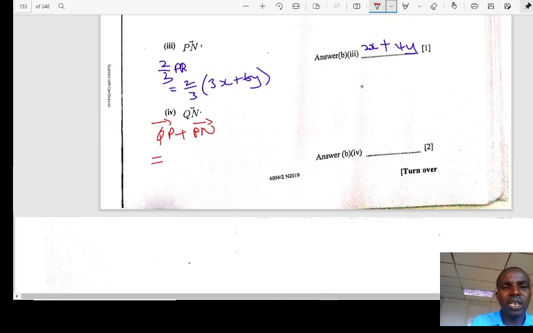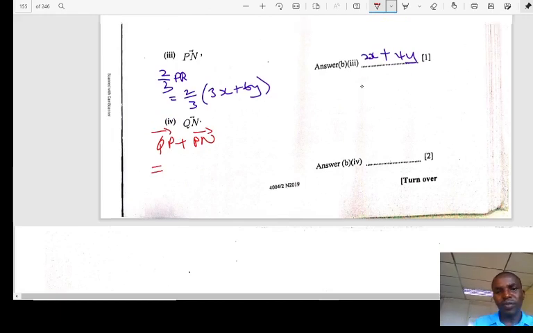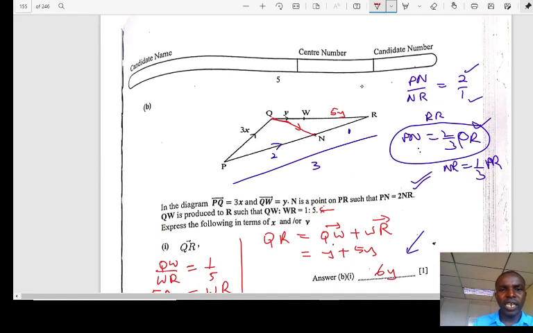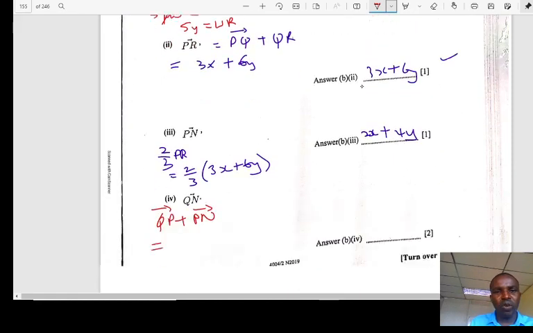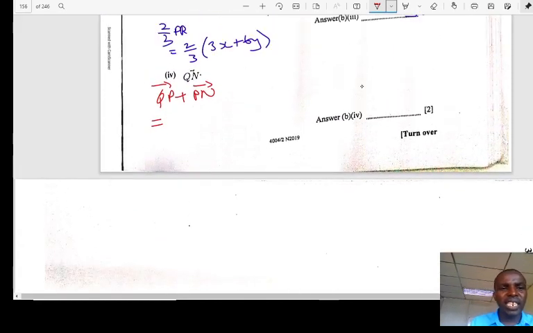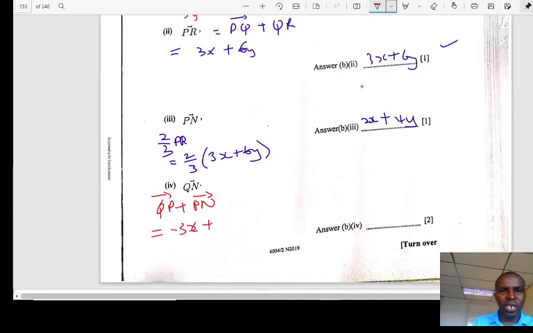Then Qp is actually, right, check here. PQ is 3x. Then QP is now against the arrow, so it will be minus 3x, right? Because it's against the arrow. So it will be minus 3x. That's QP. Minus 3x here, plus Pn. Pn, we found it. Where is Pn? It's here. 2x plus 4y.